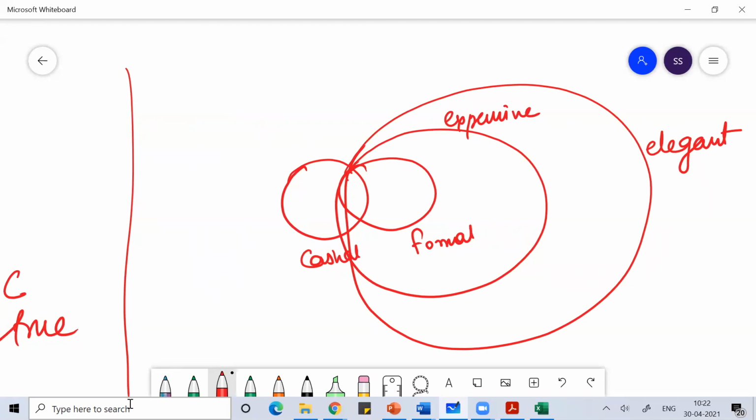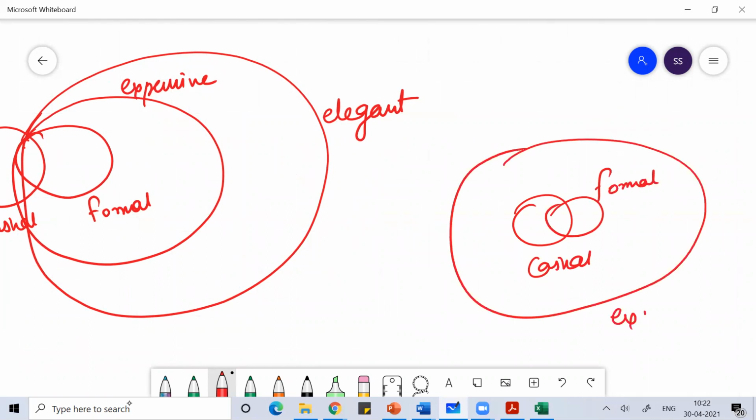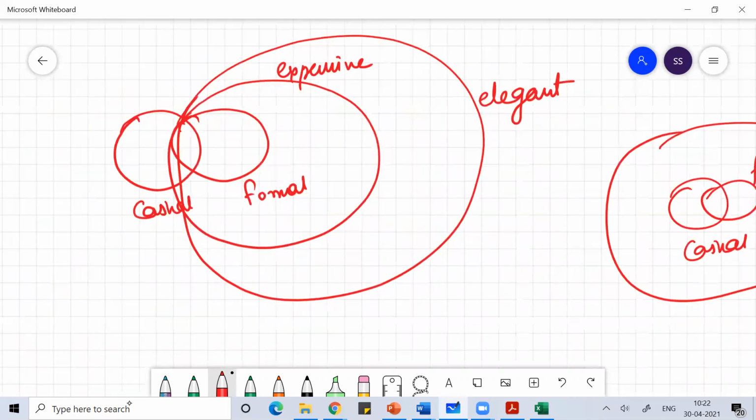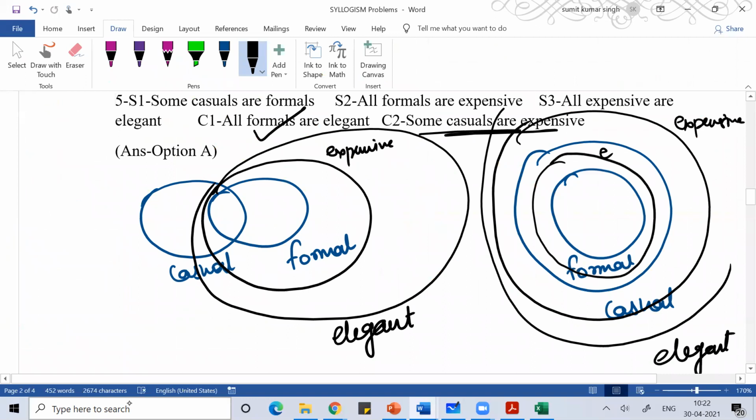Because all formals are expensive, do not think about the possibility. Suppose this is casual, this is formal. All formal are expensive. So if all formal are expensive, then some casual would be expensive here. Some part of casual and some part of expensive definitely will touch.